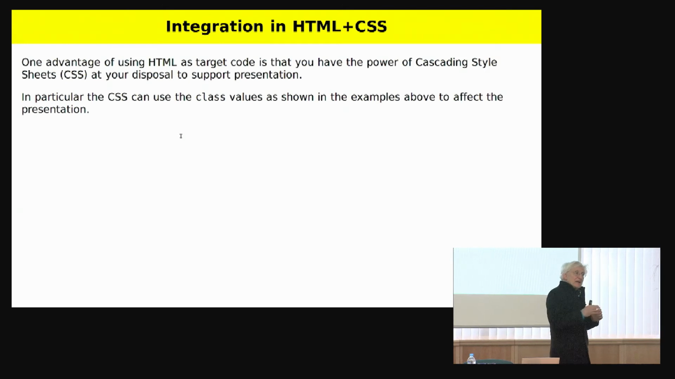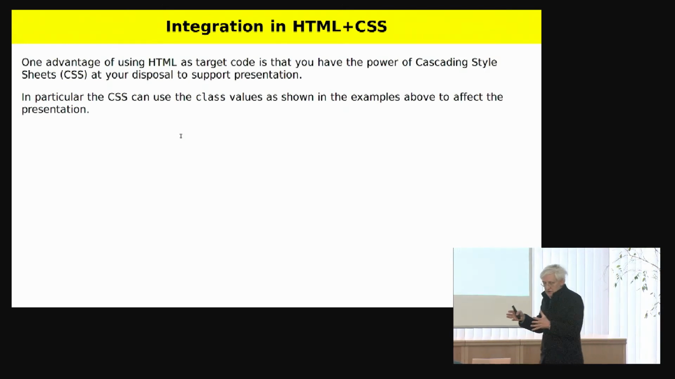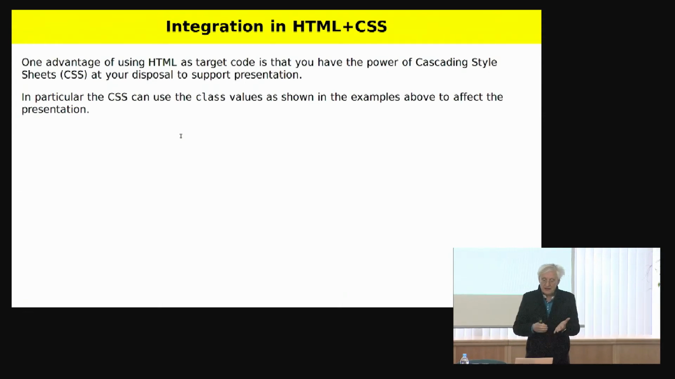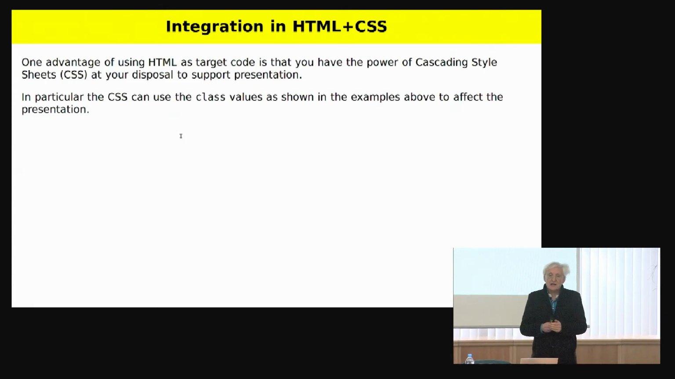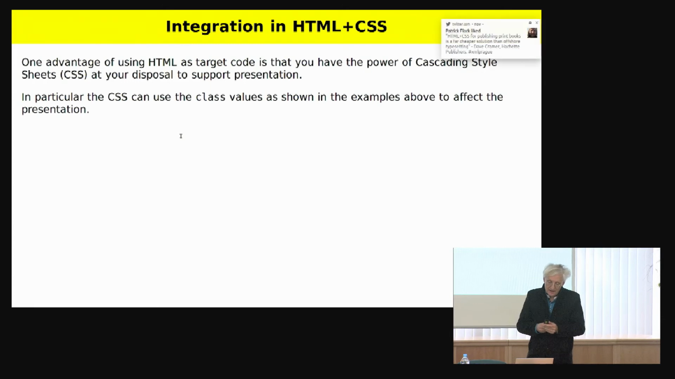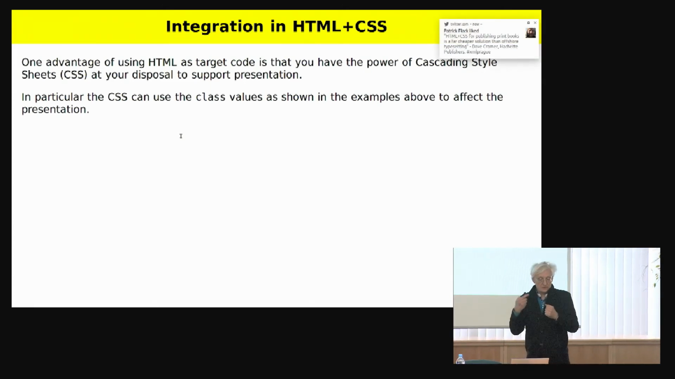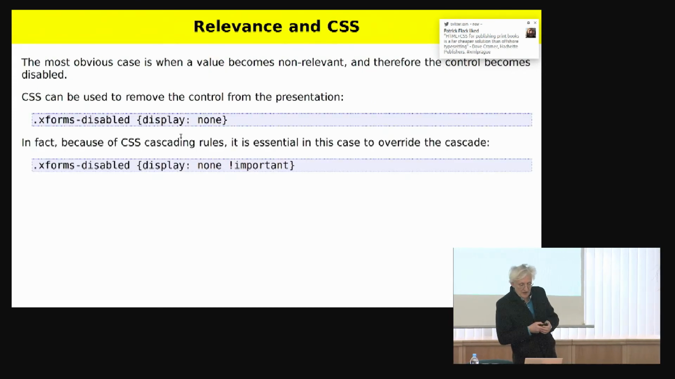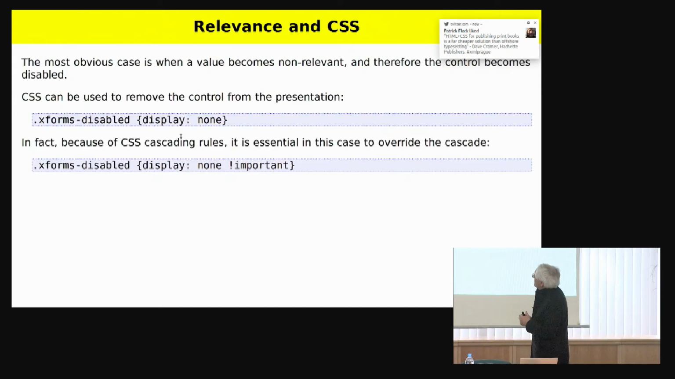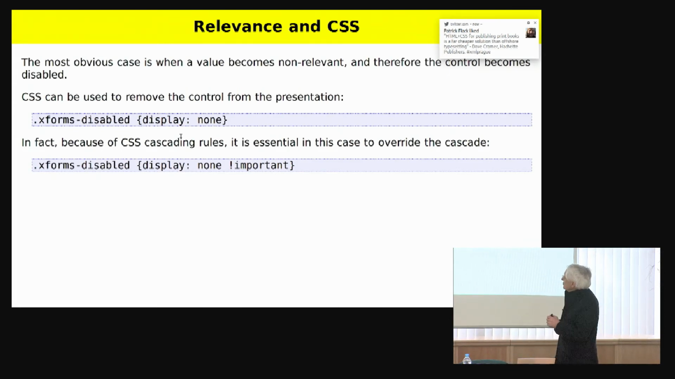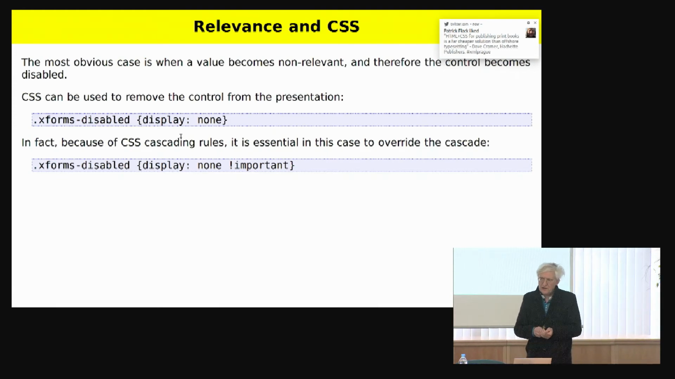Now, the nice thing about the combination of HTML and CSS is that a lot of the work can be given to the CSS. You've got all the power of CSS at your disposal. And in particular, it can use those class values we just saw to affect the presentation. So the most obvious case is when a value becomes non-relevant, we can just do display none. So in other words, it just disappears from the screen.